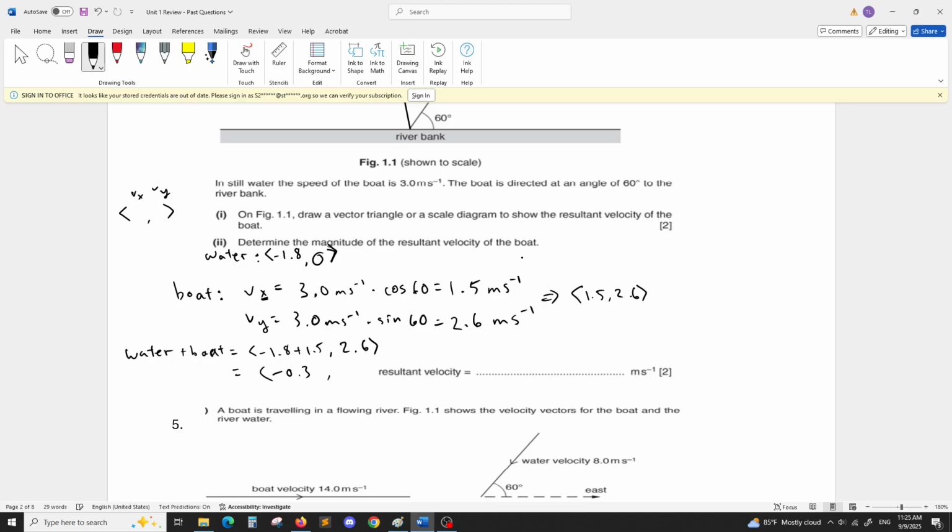And if we add it, they want the magnitude of the resultant vector. So we have our x and y components, and we can just simply do Pythagorean theorem because these two are perpendicular to each other. So then we just calculate this. And then we get about 2.6. Technically 2.62, but it's good enough. So this is our answer.